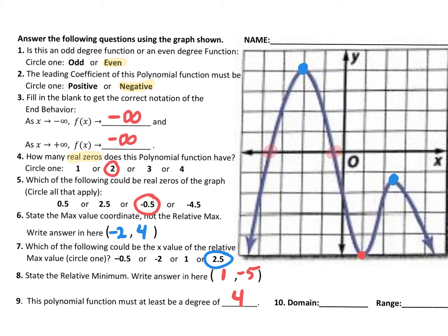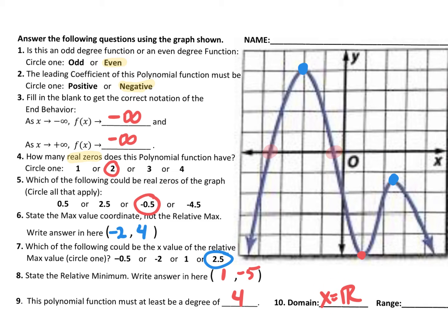How about the domain? What's the domain? X equals all real numbers. How about the range? Oh, actually, before answering that, why is it x equals all real numbers? Because it does go to the left and to the right forever, right? Domain are your x values. It goes to the left, to the right forever. So x equals all real numbers.